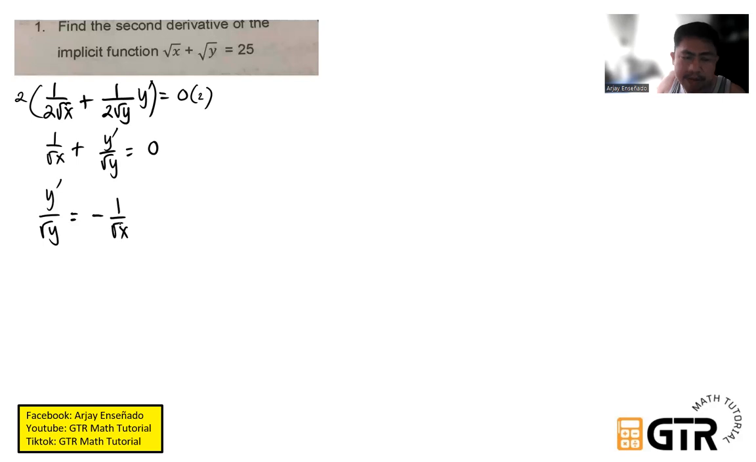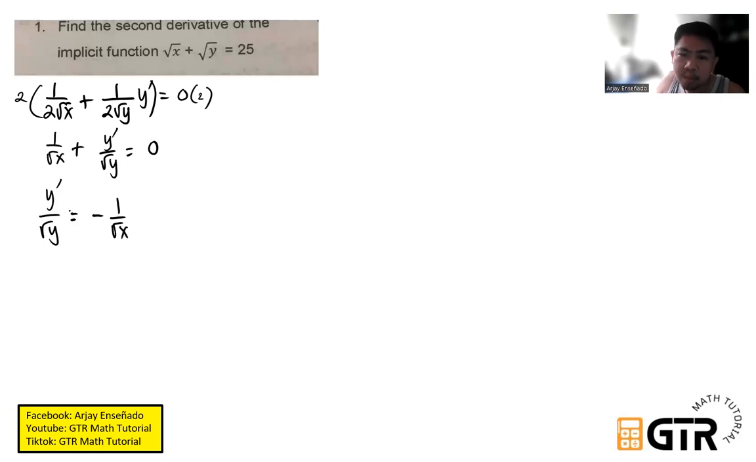So we have 2 in the two terms. We have 1/2. So let's multiply both sides of the equation by 2 to eliminate the constant. Therefore, we have 1 over square root of x plus y prime over square root of y equals 0. Now let's solve for y prime. So put 1 over square root of x to the other side. So we have y prime over square root of y is equal to negative 1 over square root of x.